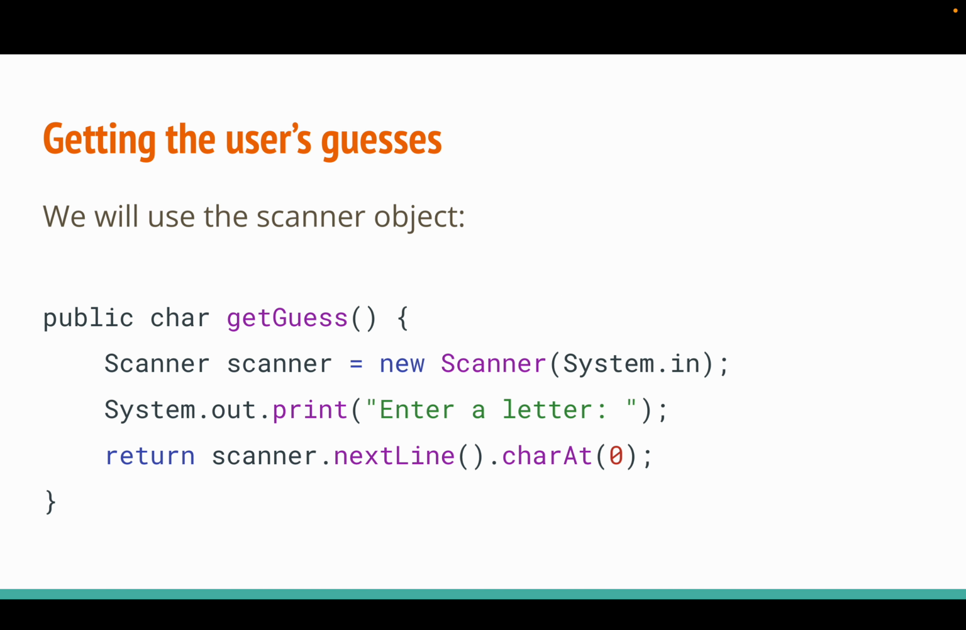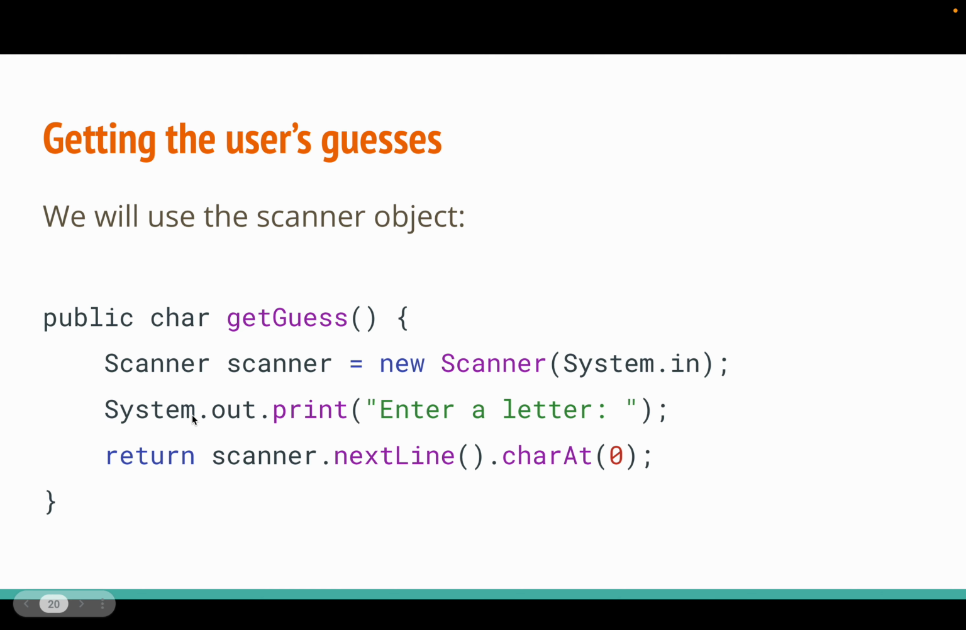All right. Next, getting the user's guesses. We are going to use the Scanner object. So for getGuess, public char getGuess, this returns a character. We're going to say Scanner scanner = new Scanner(System.in). This is actually creating a Scanner object. So Scanner is the name of the class, lowercase scanner is the name of the object, and then you say equals new Scanner. So this is calling the constructor, and then you're passing in System.in. You're just going to pass in System.in every single time as the parameter.